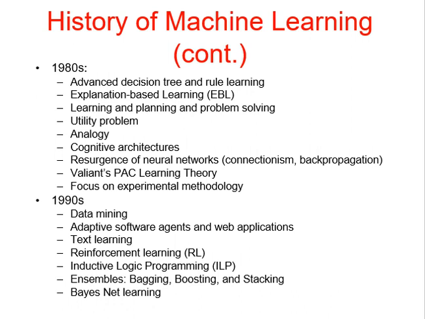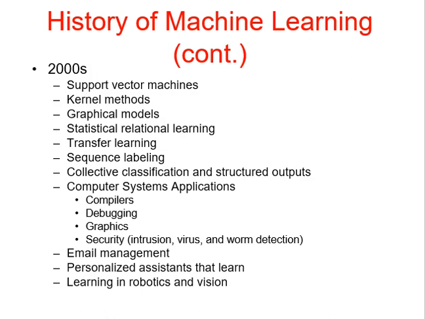And then in the next slide we will see the developments in the 2000s. There are various developments in 2000. They are support vector machines, kernel methods, graphical models, statistical relational learning, and then transfer learning, sequence labeling, collective classification and structured outputs, and then computer system applications such as compiler debugging, graphics, security, and email management, and then personalized assistants that learn, and learning in robots and machines.